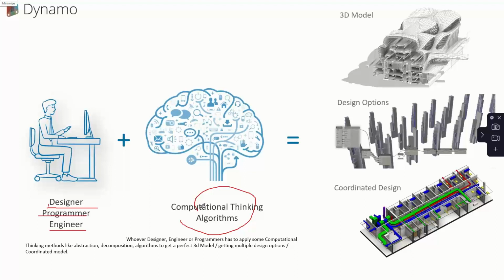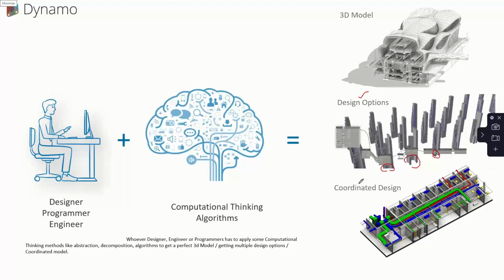So if I apply those computational thinking algorithms, I'll construct a 3D model with multiple design options. See, the area is common in every building, but I can see different designs. This is called generative design.